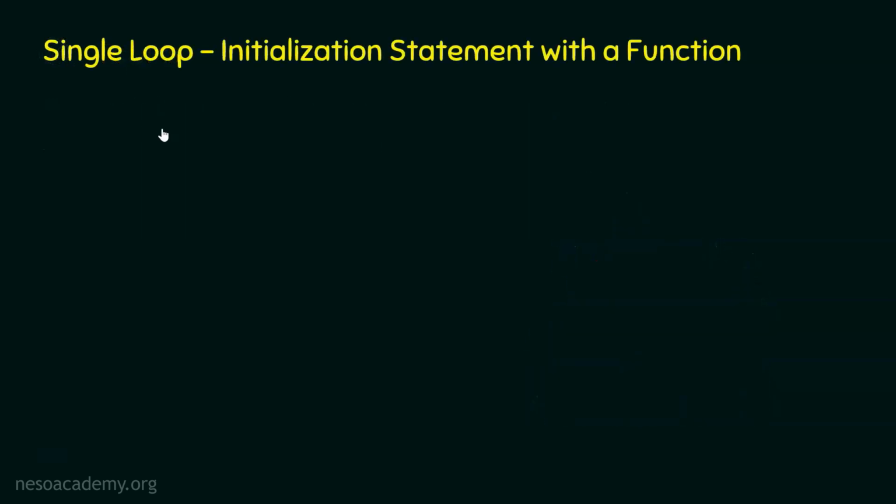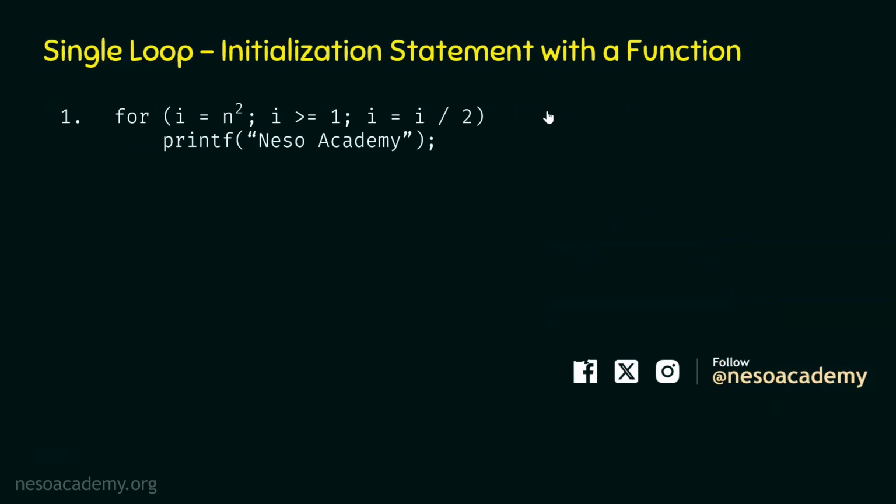Let's say we want to find the time complexity of this for loop. In this for loop, the initialization statement is I equal to n square. The conditional statement is I greater than or equal to 1. The update statement is I equal to I divide by 2. And within this for loop, we have the printf function with this string Neso Academy.